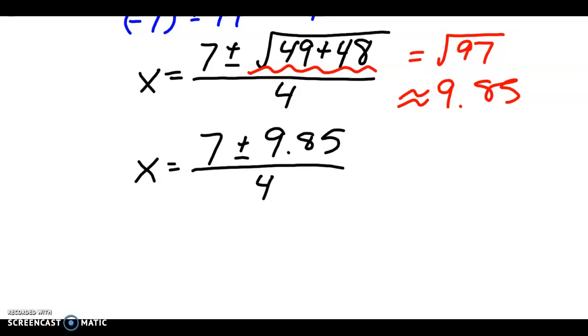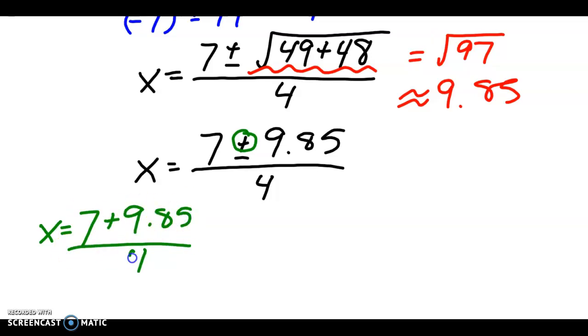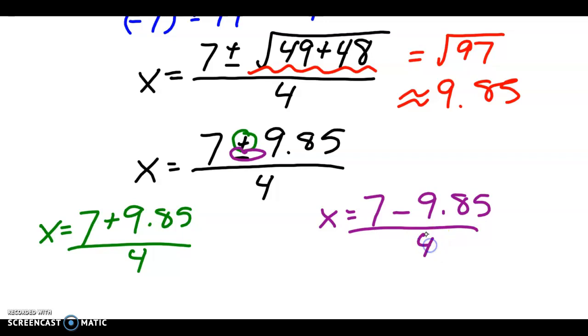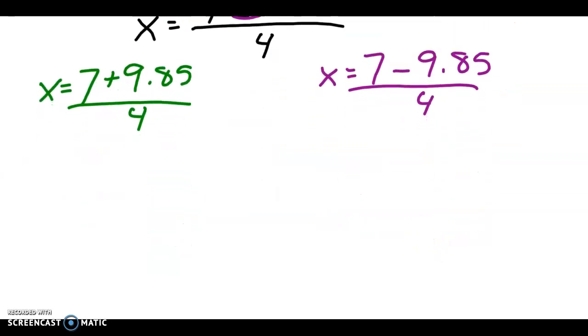So remember, this is the scenario now where we have to take one situation where we're adding. So x is equal to 7 plus 9.85 divided by 4. And then a second scenario where we're subtracting. So x would be equal to 7 minus 9.85 divided by 4. So we go ahead, use your calculator to simplify.